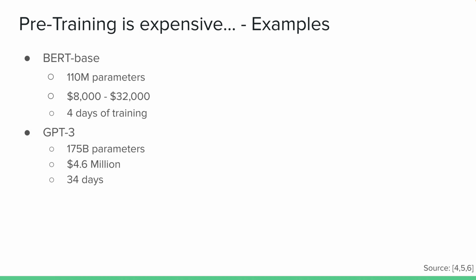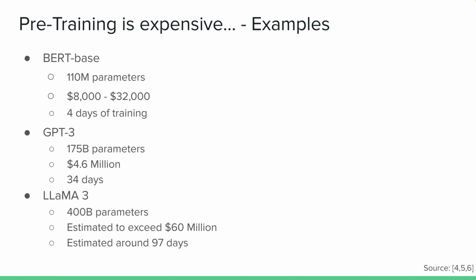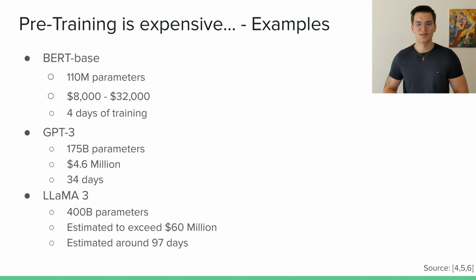This already sounds expensive, but it pales in comparison to more recent models. For GPT-3, for instance, with its 175 billion parameters, pre-training costs a staggering $4.6 million, taking over a month of training. The resources required to train such a model are immense, both in terms of computational power and financial cost. And now consider Llama 3, which is estimated to have 400 billion parameters. Pre-training costs are projected to exceed $60 million, and the training could take up to 97 days. The costs continue to escalate as the models grow larger and more complex.